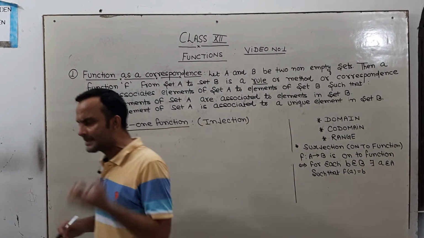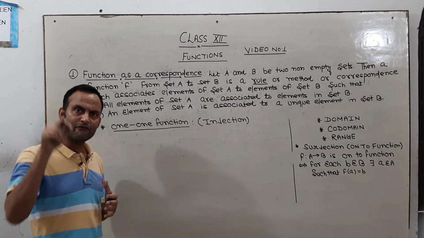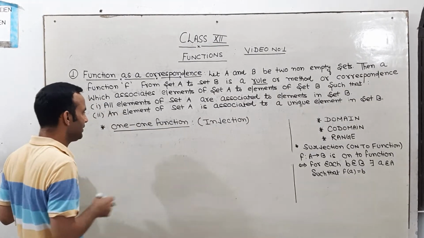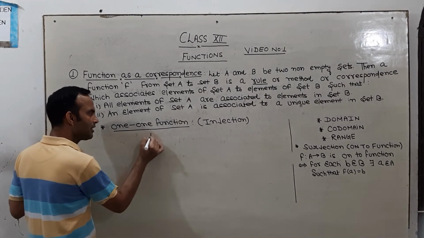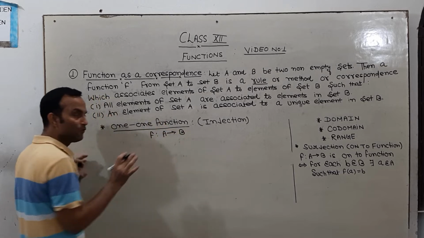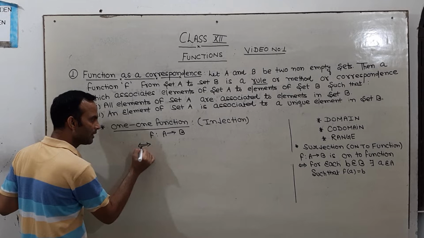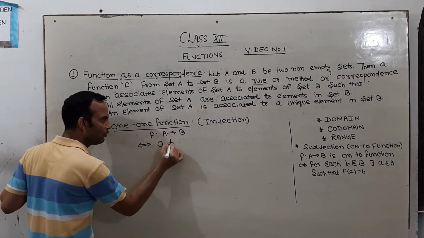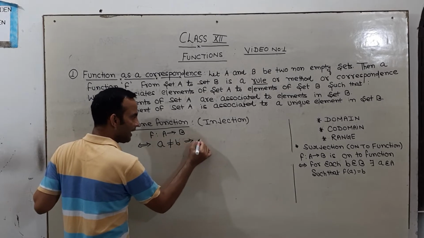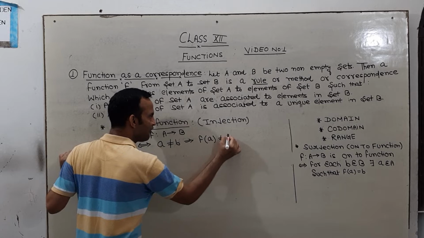Now the question arises, what do you mean by the term one-one function? When is a function said to be a one-one function? See here, a function from A to B is said to be a one-one function if and only if a not equal to b implies that f of a is not equal to f of b.